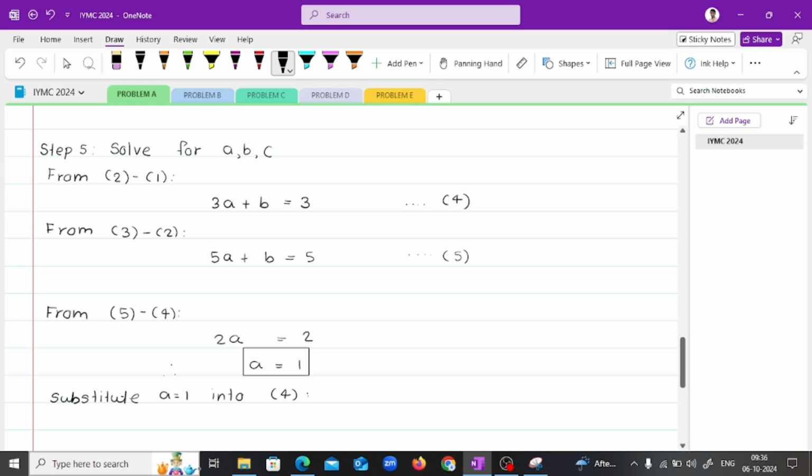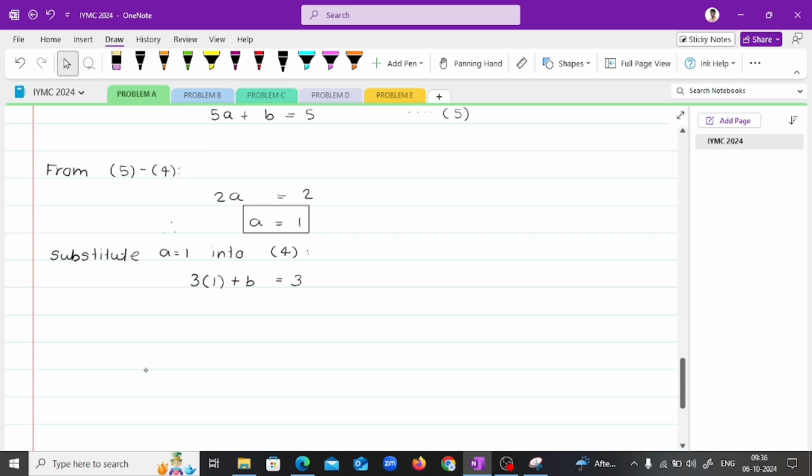We will get 3 into, in place of a if I substitute 1, so our equation will become 3 into 1 plus b is equal to 3, and therefore 3 into 1 is nothing but 3 plus b is equal to 3. Therefore b is equal to 3 minus 3, which is equal to 0. So our equation will become b is equal to 0. I will give a box to this equation.